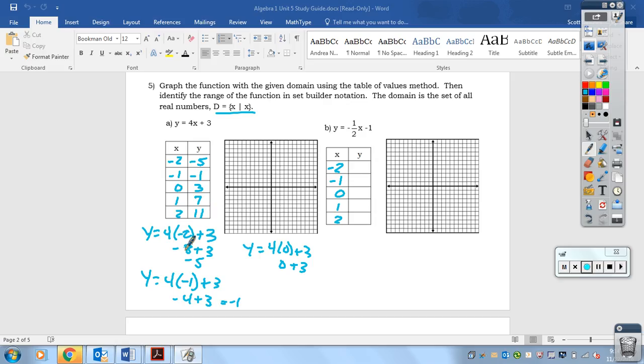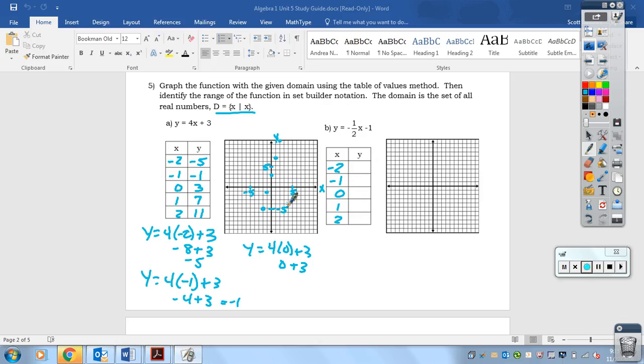Now that I have those values plugged in there, I'll graph this. Probably should work on labeling x and y. 1, 2, 3, 4, 5 on each axis, and -5 going the other way. All right, so it's -2, -5; -1, -1; 0, 3; 1, 7; and 2, 11.